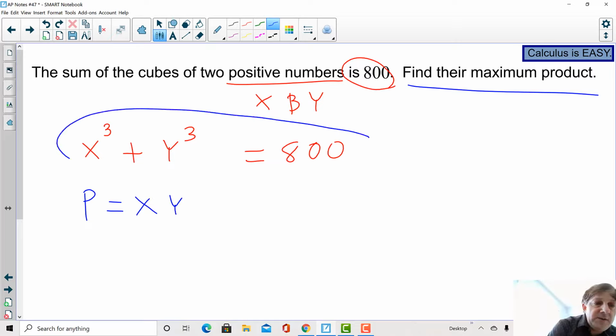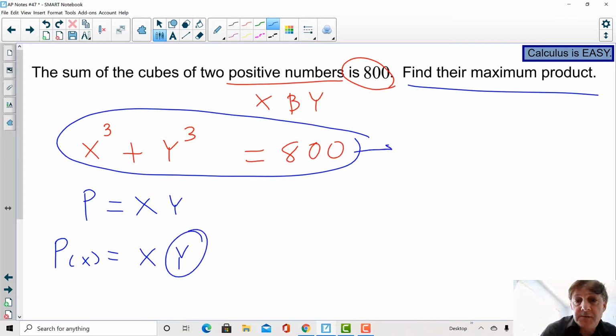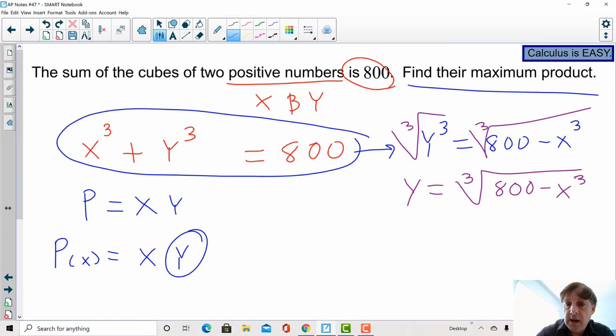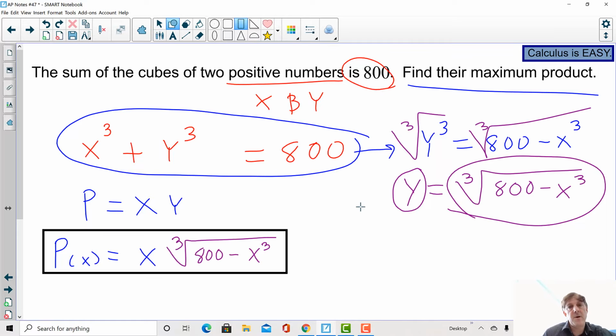Now I need to solve this equation for either x or y. My product function is going to be a function of x. So I'm going to replace the y with some function of x. Let's solve this one for y. Got to take the third root of both sides. And now you can replace the y with all of this stuff right here. Okay, there we go. Now we have our product function that we can maximize.